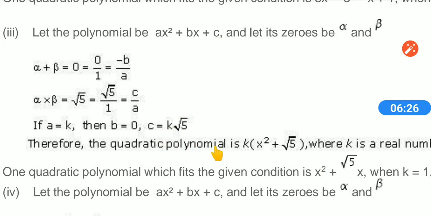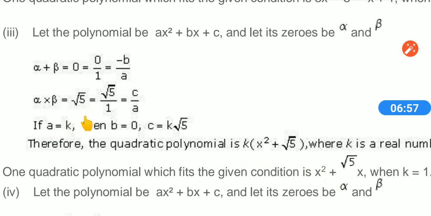Okay, children, take k common. You are left with x square plus root 5. Substitute the values of a, b, c here. After k is taken out, you are left with x square plus root 5. So here k is any real number. For our simplicity, I am taking 1. So 1 into x square plus root 5 means x square plus root 5 x. Okay, children, you have to write x.